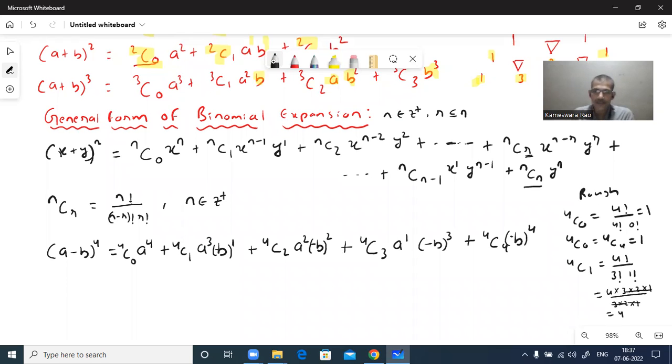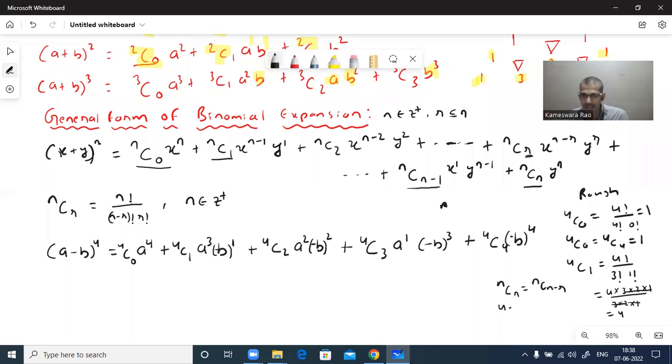One more interesting thing is that the coefficients from the beginning and from the end will be equal. NC0 is equal to NCN. Similarly, NC1 is equal to NC(N minus 1). Why? Because in binomial expansion we have one important formula: NCR is equal to NC(N minus R).